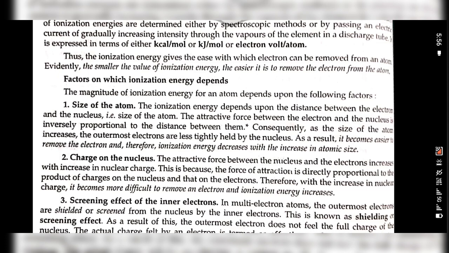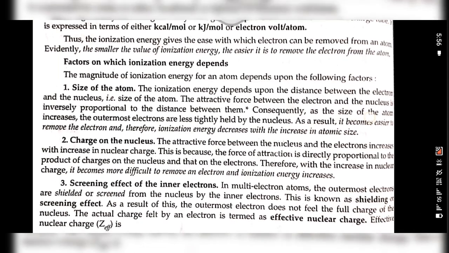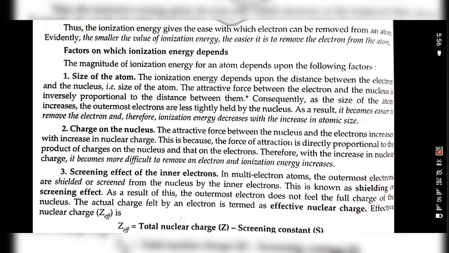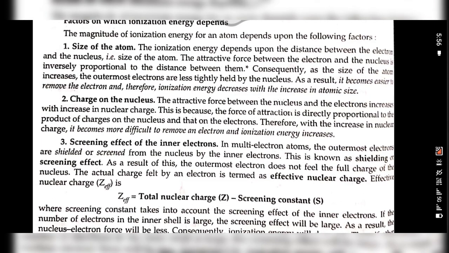Charge on the nucleus. The attractive force between the nucleus and the electrons increases with increase in the nuclear charge. This is because the force of attraction is directly proportional to the product of charges on the nucleus and that on the electrons. Therefore, with the increase in nuclear charge, it becomes more difficult to remove an electron and ionization energy will increase. The third one is the screening effect of the inner electrons.